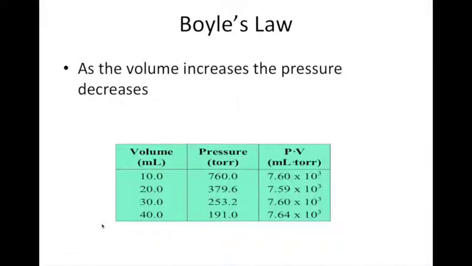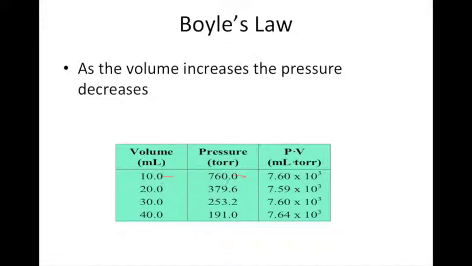So let's take a look at some sample data here, and this data shows the volume of a gas being increased and then the pressure decreasing. So this would be some experimental data that you might get from a Boyle's Law experiment. And one thing to notice here is that if we multiply the volume from a given trial times the pressure for that trial, we get some number.